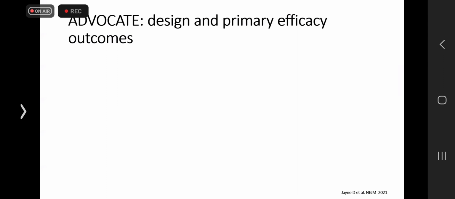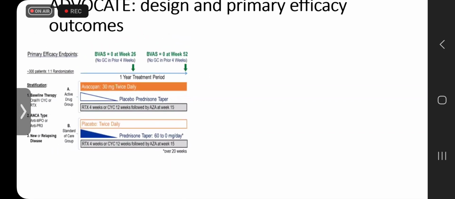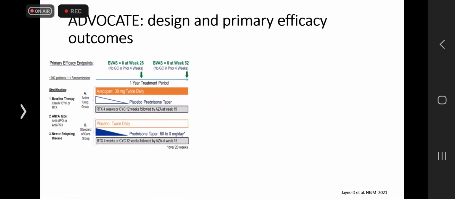So the ADVOCATE trial is the phase 3 trial, which supports the evidence for using avacopan. Again, it was an international trial which enrolled patients with severe GPA or MPA and stratified them based on their baseline induction therapy, cyclophosphamide versus rituximab, ANCA type, PR3 versus MPO, and newly diagnosed versus relapsing disease, and then randomized them to either get avacopan 30 milligrams BID with placebo prednisone or prednisone with placebo avacopan. And prednisone was tapered to 0 at week 20.